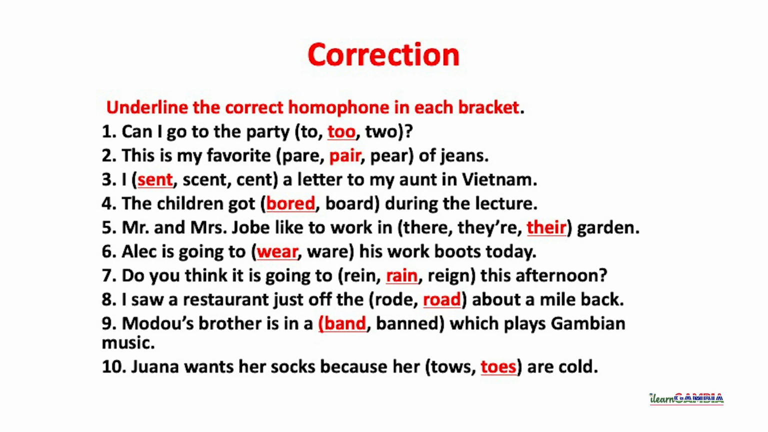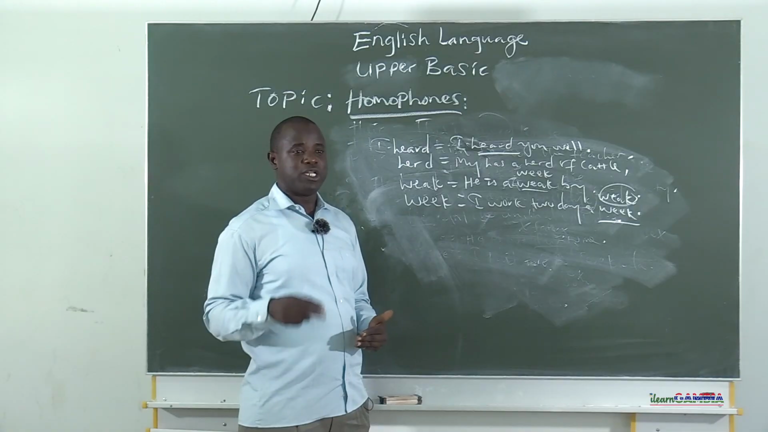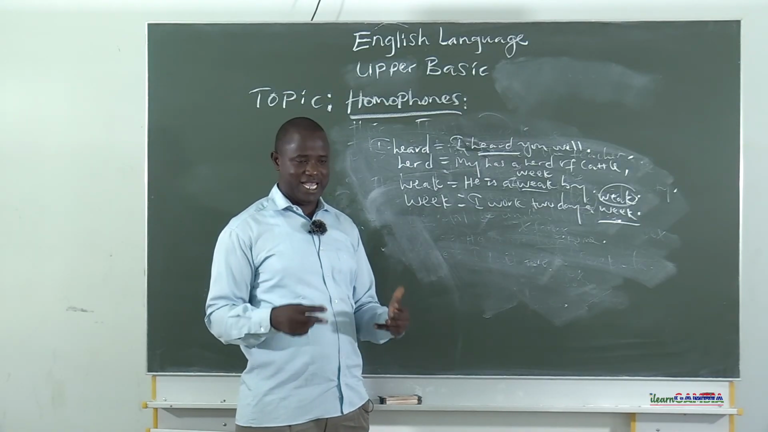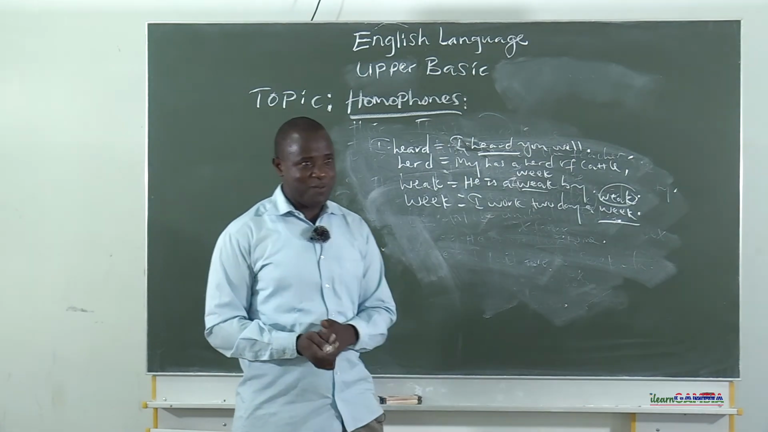Number 9: Modu's brother is in a band which plays Gambian music. So the word that's supposed to be underlined is BAND. And number 10: Joanna wants her socks because her toes are cold. So here we expect you to use TOES. So that's it.